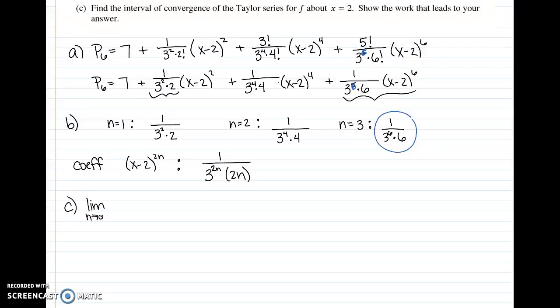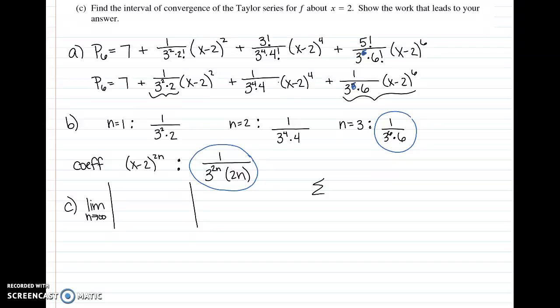So we got the limit as n goes to infinity of what? Our n plus first term divided by our nth term. Well, what in the world is our n plus first term? What's even our nth term of this Taylor series? We didn't have to write the general term here, but I don't think it's bad because we know the coefficient of x minus 2 to the 2n.